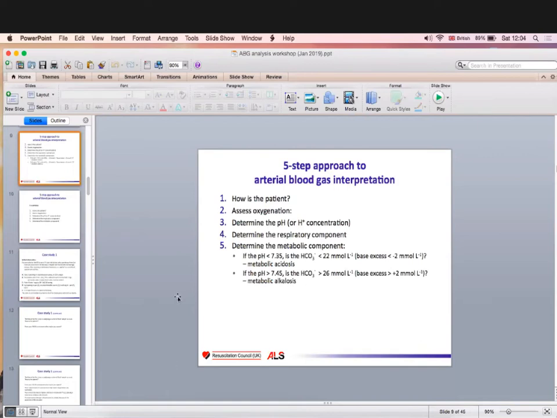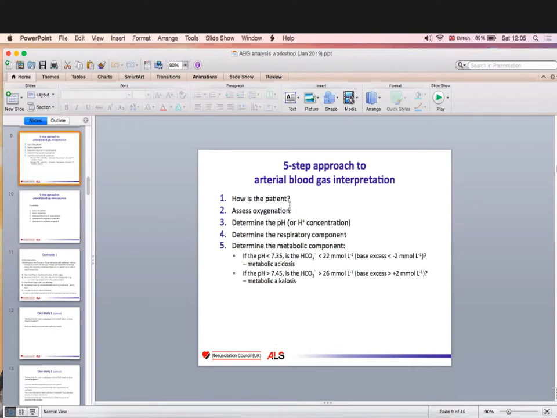So when you interpret an ABG, there is a simple method which we teach in the ALS courses. It's a 5-step process. First we check how is the patient. That's the first question we should ask. Then we assess the oxygenation. Then we determine the pH, which is the hydrogen ion concentration. Then we check the respiratory component. Then we check the metabolic component. These are the 5 steps that we do when we do the ABG.